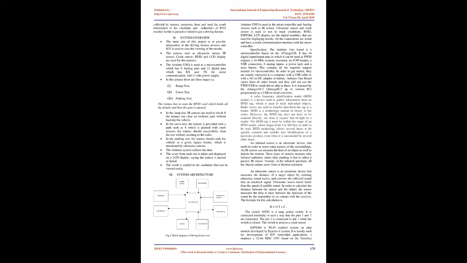In this project there are 3 stages: 1. Ramp test, 2. Curve test, 3. Parking test. The trainee has to scan the RFID card which holds all the details, and then the gate is opened. In the ramp test, IR sensors are used to check if the trainee can clear an inclined path without backing the vehicle. In the curve test, the trainee is provided with a path shaped like an 8 which is planted with crash sensors. The trainee should successfully clear the test without crashing into the walls.